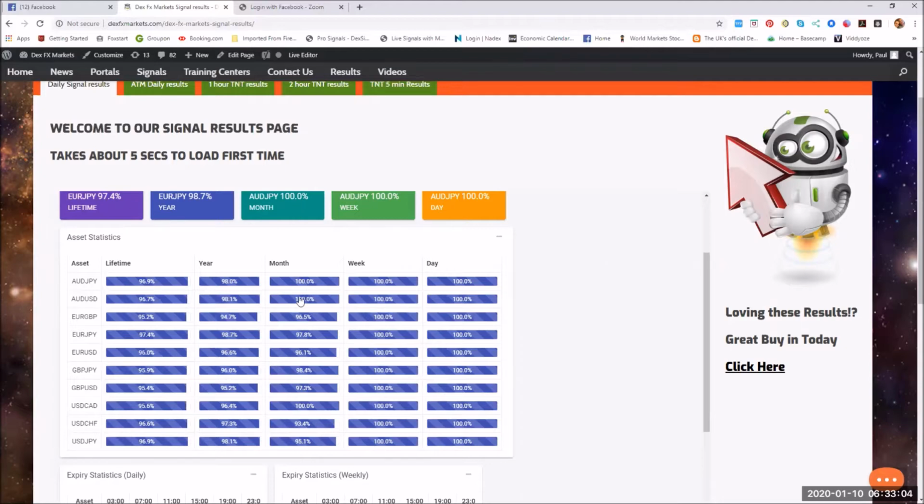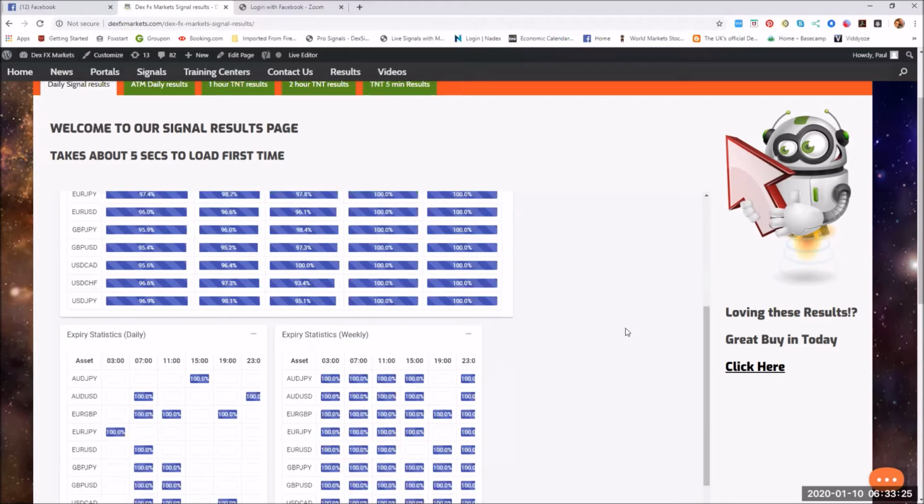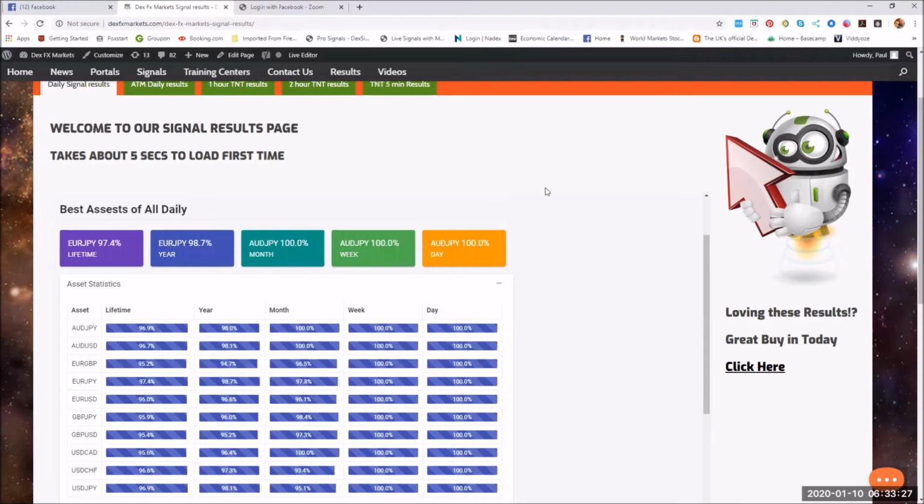For the month, let's have a look. Well, that's not bad. The USD/CHF has pulled back. It was a fair bit lower, if I remember, yesterday, and it's coming back. So that is great news. Great news. Okay, we'll pop on to the 1 hour.